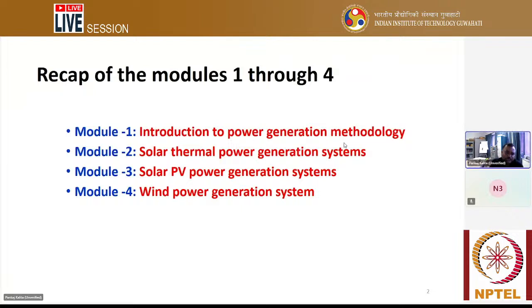In module 2, all kinds of solar power generation systems were discussed. Like we have different solar power generating systems, like parabolic trough and central power receiver systems. In parabolic trough systems, what happens? We have a concentrator and an absorber. So solar radiation falls on the concentrator and then it reflects to the absorber.